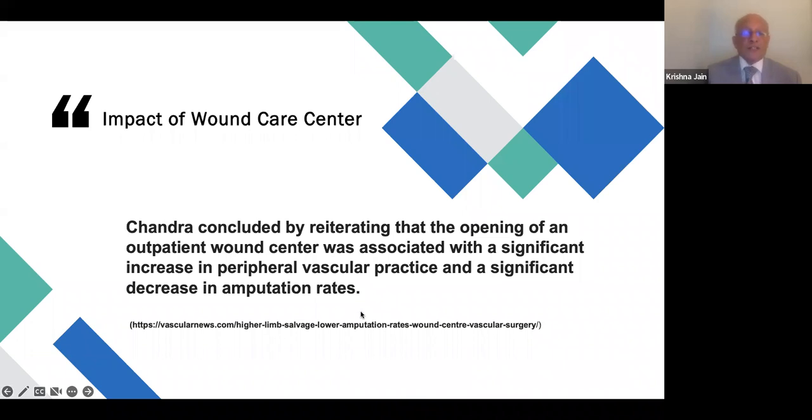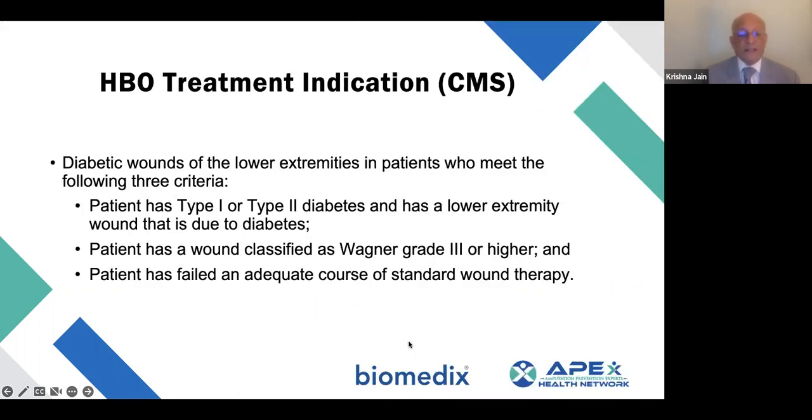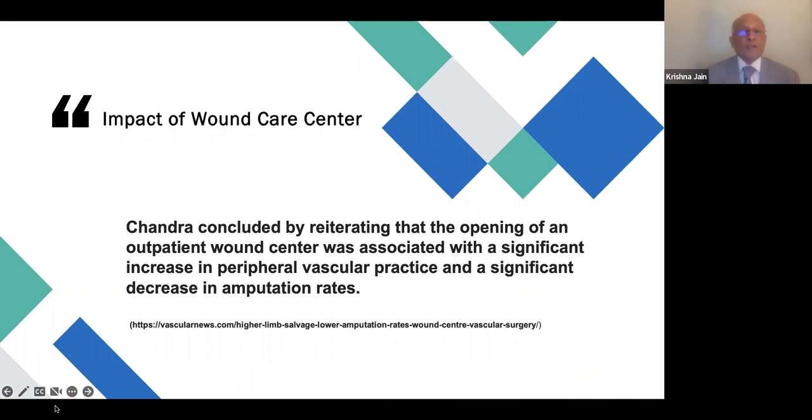What is the impact of a wound care center? This was just presented at the Society of Vascular Surgery in June. So this is not a full article yet, but it came in Vascular Specialist, the journal published every day at the society. And Dr. Chandra concluded by reiterating that the opening of an outpatient wound center was associated with a significant increase in peripheral vascular practice and a significant decrease in amputation rate. The emphasis is significant decrease in amputation rate.